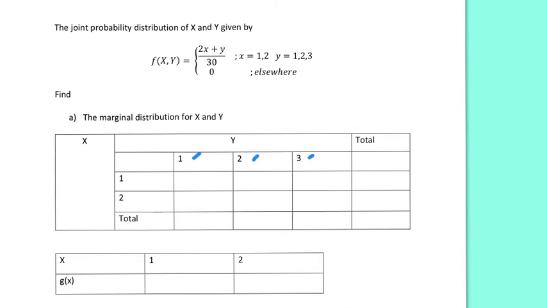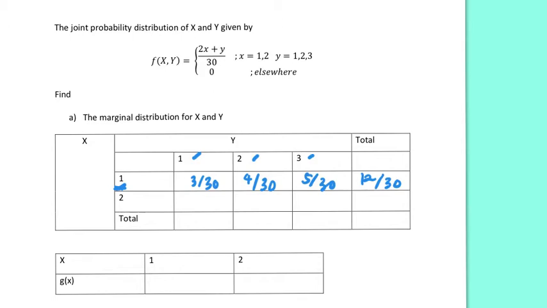Alright, so if you replace x equals 1 and y equals 1 in the equation, you are going to get 2 plus 1 divided by 30, so it is going to be 3 over 30. Then if x still equals 1 and y equals 2, you are going to get 4 over 30. The next one, you are going to get 5 over 30. The total 3 plus 4 plus 5 gives you 12 over 30.